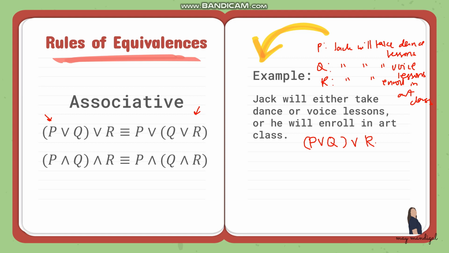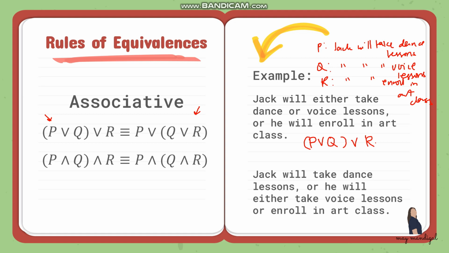Now if we write its equivalent statement using associative, it will become Jack will take dance lessons, or he will either take voice lessons or enroll in art class. So in symbols, Jack will take dance lessons, or he will either take voice lessons or enroll in art class. So they just have the same thought here.